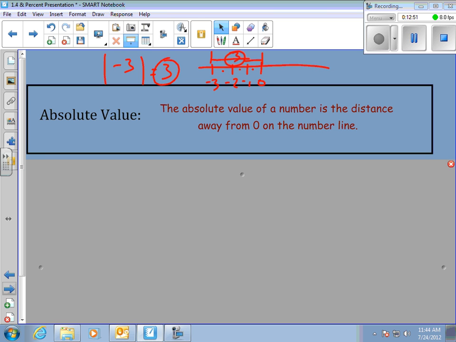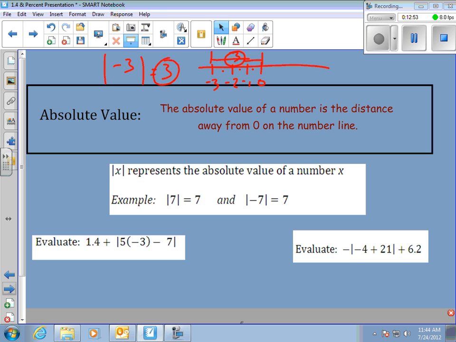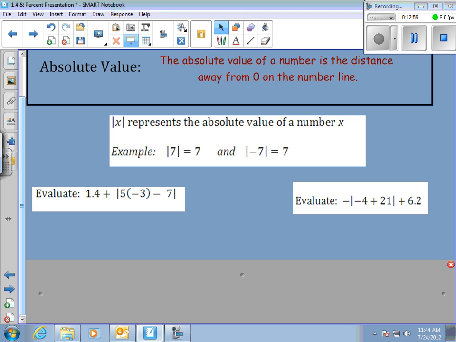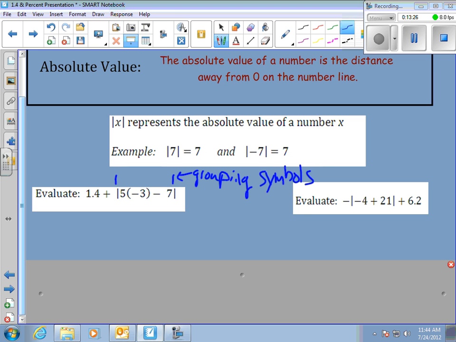So working with some absolute value problems, just evaluating them. You can see here that the absolute value of 7 is 7, and the absolute value of -7 is 7. So whenever you take the absolute value of a number, you're just taking its positive equivalent. When you are evaluating, though, you have to look at the absolute value symbol right here like grouping symbols or parentheses. You have to do everything inside there first, then take the absolute value of it and get your final answer.